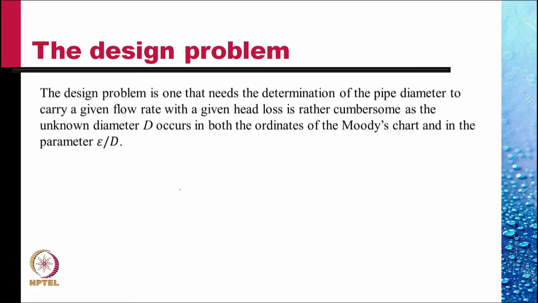Next, we do a design problem. The design problem is one that needs the determination of the pipe diameter to carry a given flow rate with a given head loss. And it is rather cumbersome as the unknown diameter d occurs in both the ordinate of the Moody's chart and in the parameter epsilon by d.